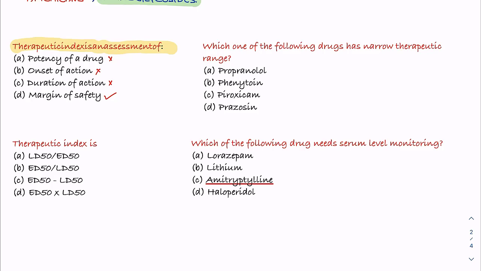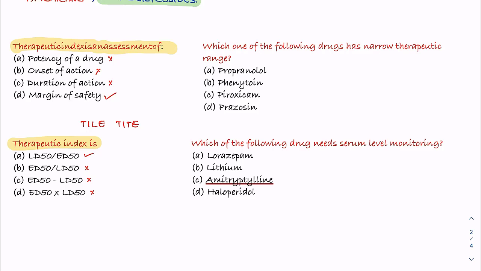Next, coming to the next MCQ: therapeutic index is represented by. For this you need to remember the mnemonic, either TILE or TITE. Therapeutic index is equal to lethal dose 50 divided by effective dose 50. So which is the right answer here? The first one is the right answer, whereas the second, third, and fourth options are wrong. Is that clear? It is always the LD50 divided by ED50.